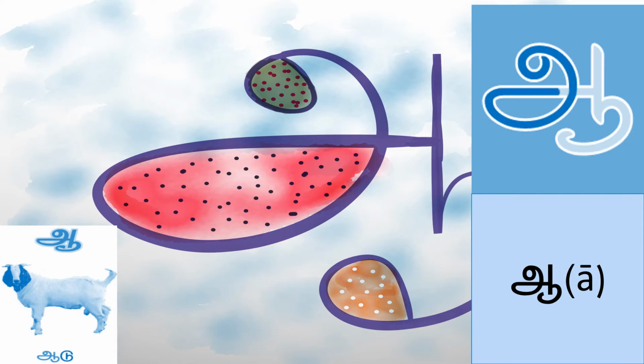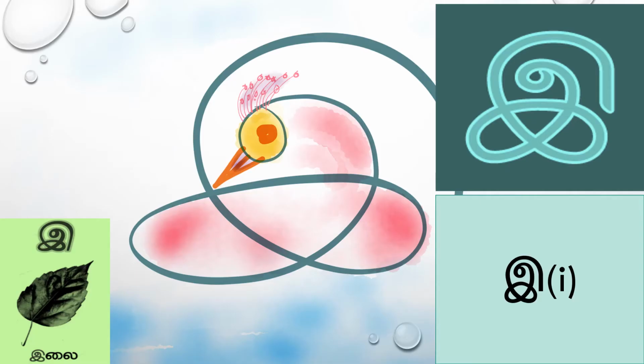So again, probably tonight, when you're done with this video, you can practice watching it, and look at the top right-hand corner to see how it's written. So this is A, as in Adu. That's the second alphabet and the second vowel.